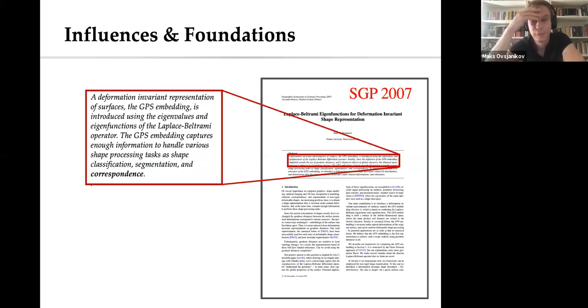Now, the second paper that I was really influenced by is a paper from SGP 2007. It's a paper by Rustamov. And basically, in this paper, he proposed what is called a GPS embedding. And in the abstract, I was really taken by one sentence, which he said: the GPS embedding captures enough information to handle various shape processing tasks, such as shape classification, segmentation, and correspondence. So this is the problem I was working on. So, okay, great. We can use these ideas and try to solve this problem.